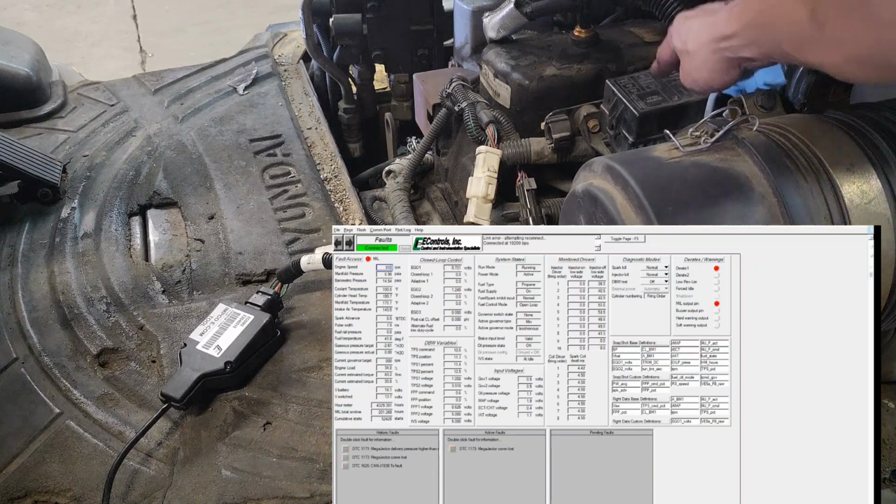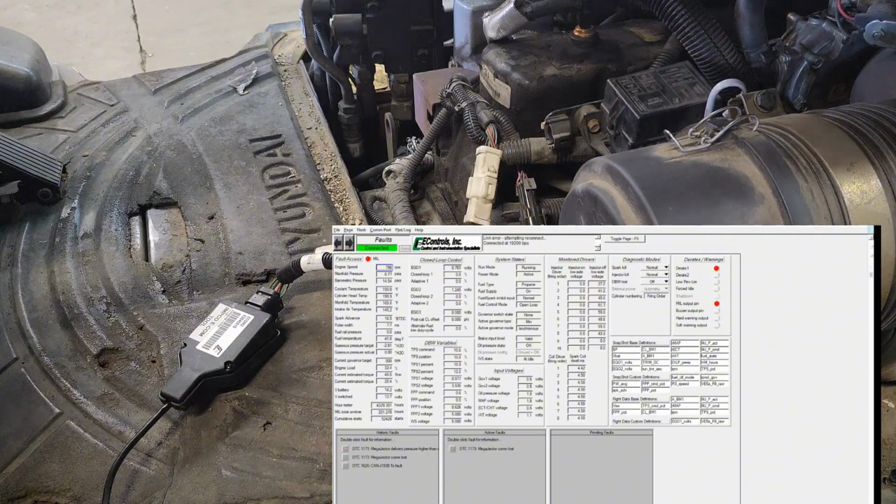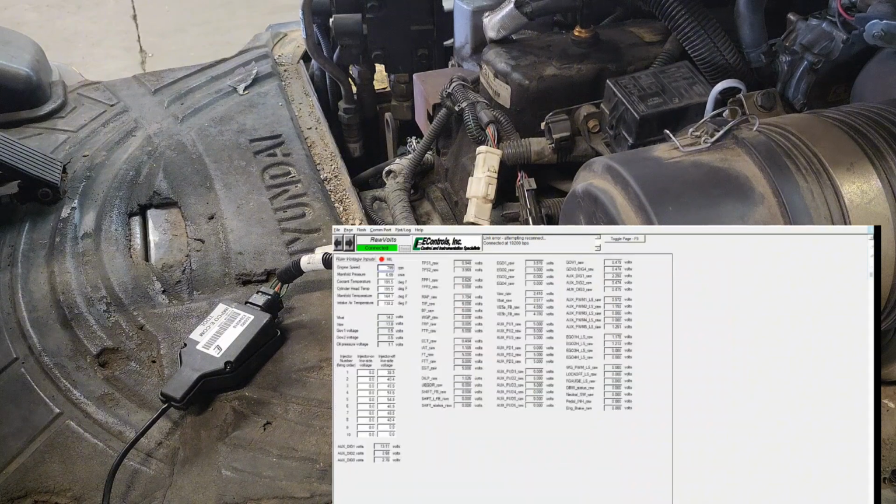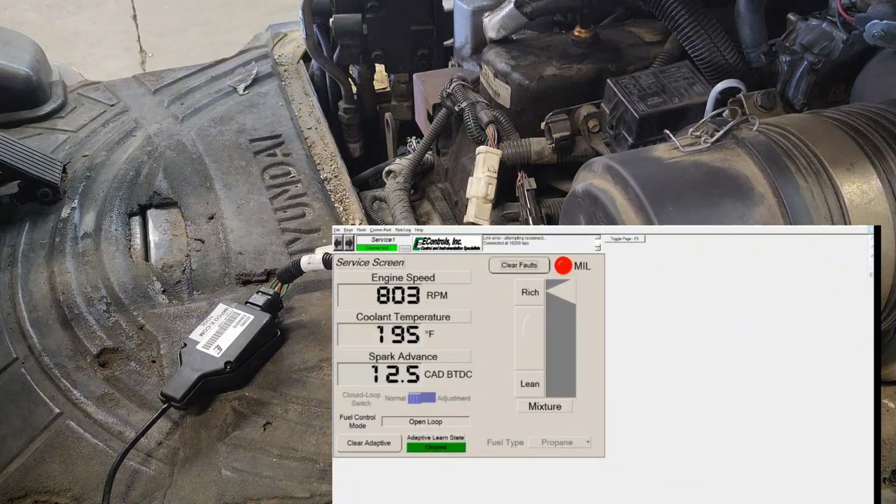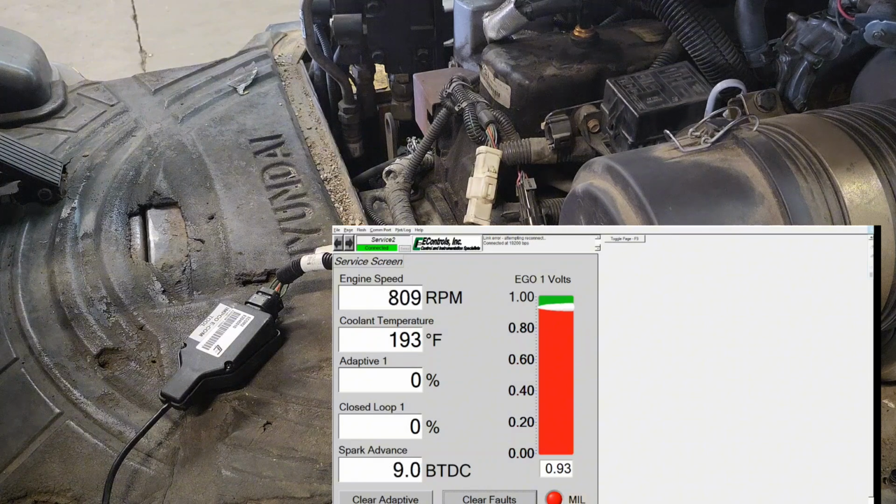You can see how it's a bit shaky because it's running a bit rough. The DTC 1173 just became active. So let's look at our diagnostic page. Okay, we're still in open loop. Adaptive. So closed loop is 0 because we're in open loop.